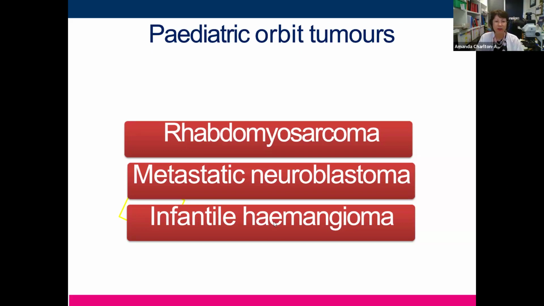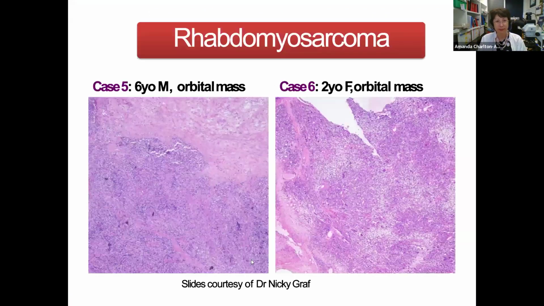What's the treatment for infantile hemangioma in the orbit these days? Type into the chat. 3, 2, 1. Yes, drugs, propranolol. So these are pediatric orbit tumours that you should be able to list. Rhabdomyosarcomas.